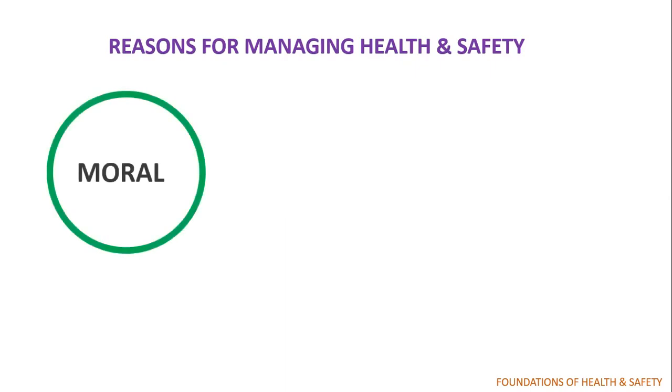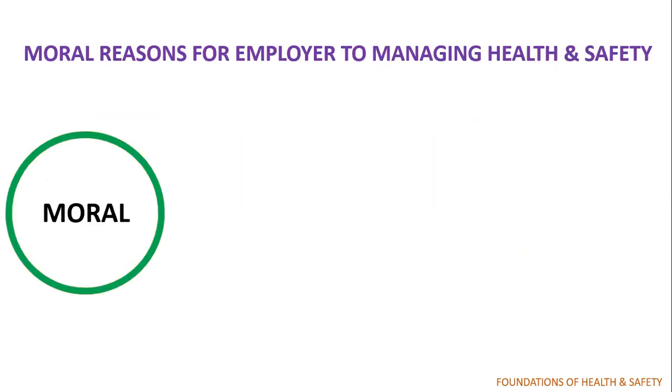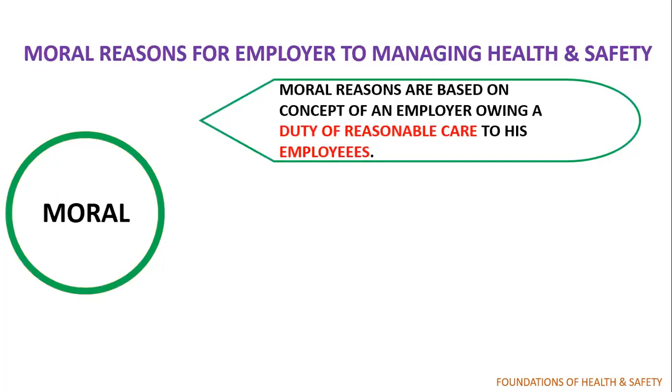So now we will see what are the reasons for managing health and safety. So the first is the moral reason, then legal, then economical. So these are the three broad categories for the reasons for managing health and safety. So now the moral reason for the employer to manage health and safety. The moral reasons are based on the concept of an employer owing a duty of reasonable care to his employees.